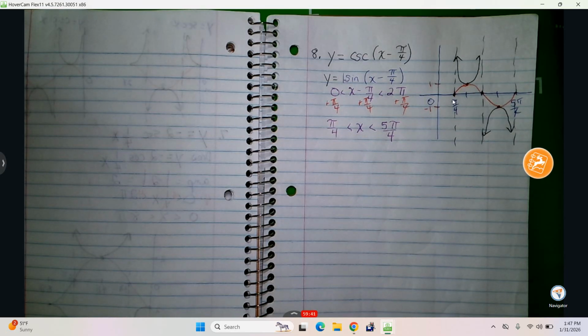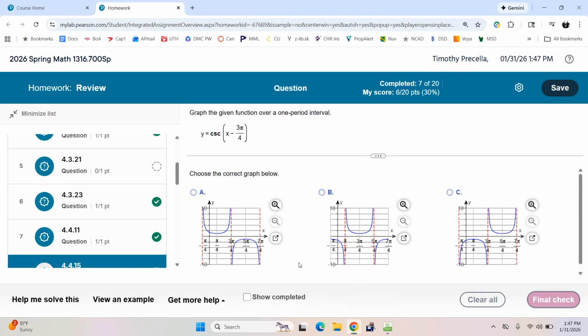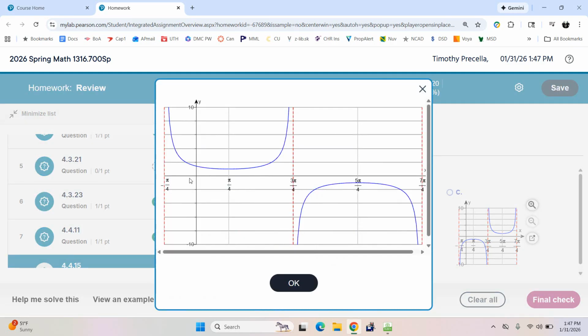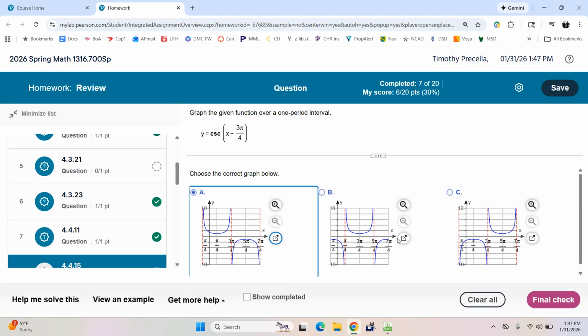One thing we can do is look and see which answer choice has an asymptote at pi over 4, and then it's going up. And this would be 3 pi over 4. Let's see. Here's the first one. No, there's not an asymptote at pi over 4. It's not A.